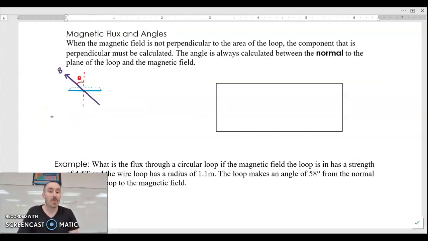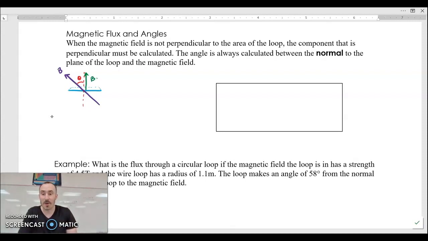If we talked about which component of the field is the correct one to use, we need the component that is perpendicular to the field. Or not perpendicular to the field. We need the component of the field that is perpendicular to the loop. Right? And so that's this one.